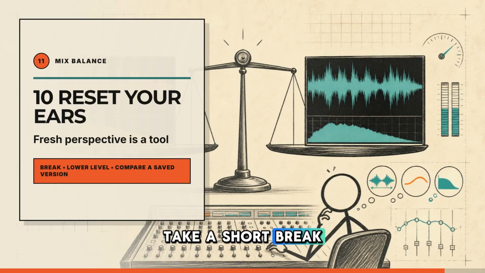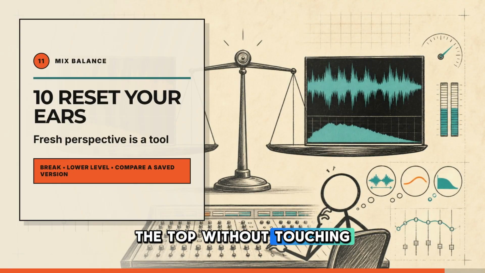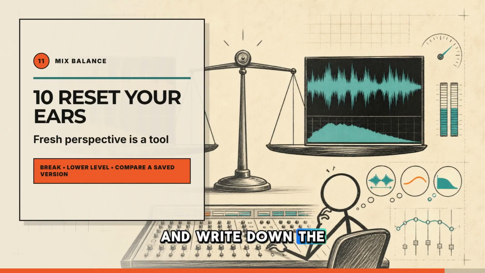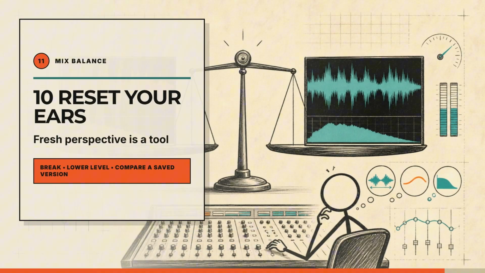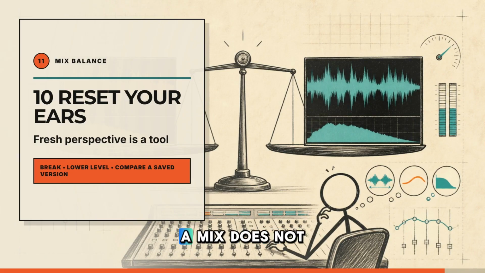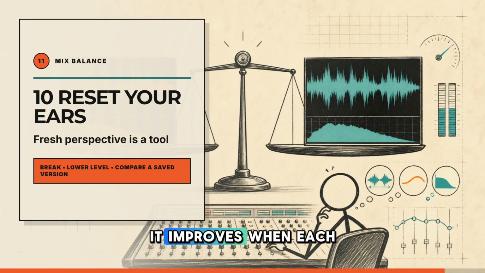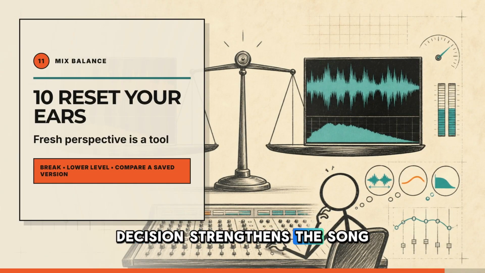Take a short break in quiet. Come back at a lower monitoring level. Play the mix from the top without touching anything, and write down the first 3 things you notice. Compare against a saved version so you can hear whether the last hour actually helped. Finishing is also a balance skill. A mix does not improve because you touched every plugin. It improves when each decision strengthens the song.